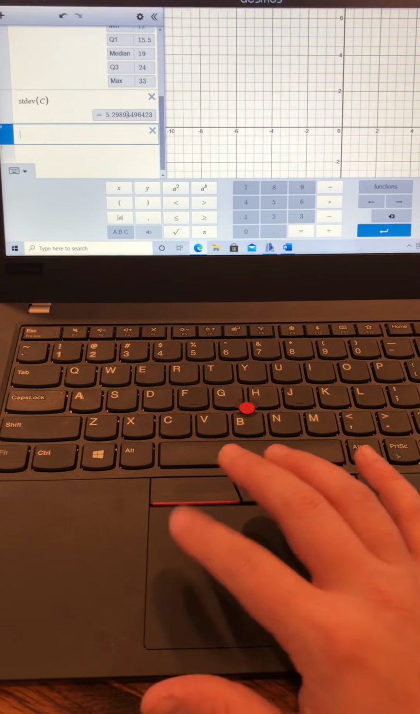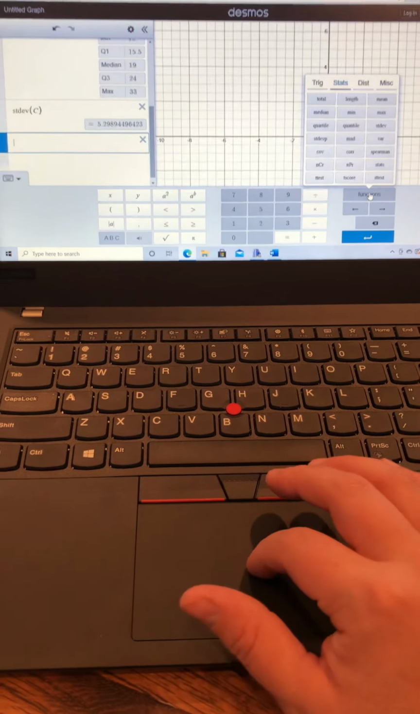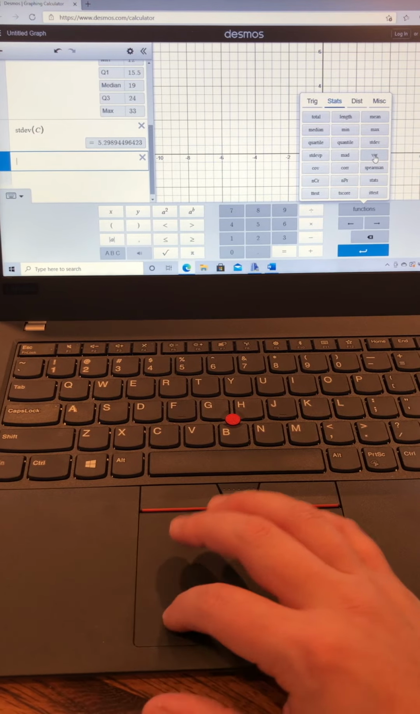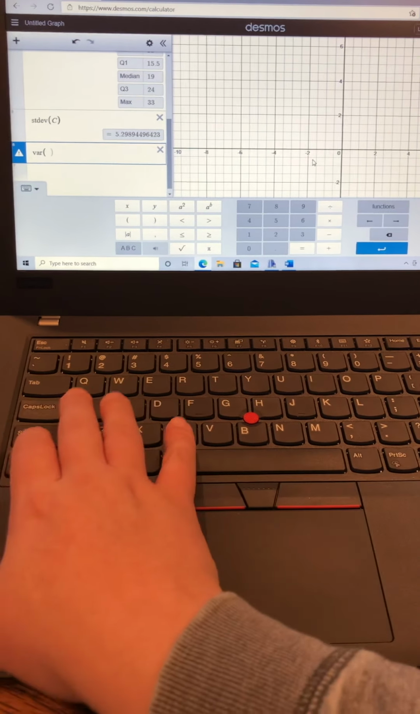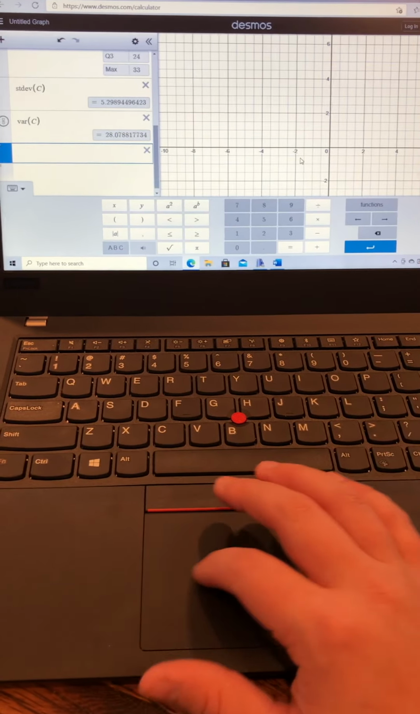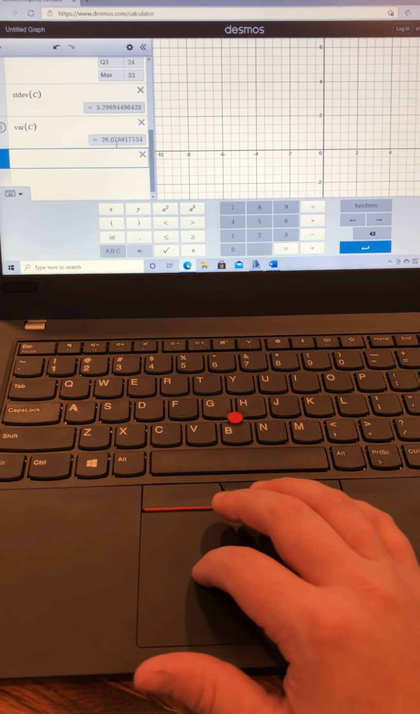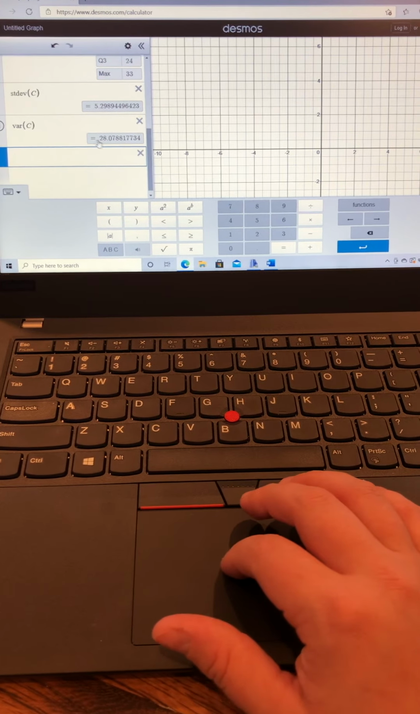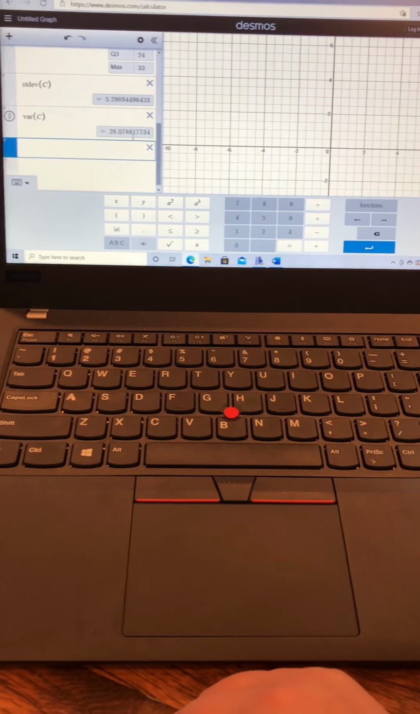And then Desmos has the variance where you don't have to square this. You can click VAR and do of C, and it still gives me the same thing, 28.0788, and so on. So 28.08, which is what we said.